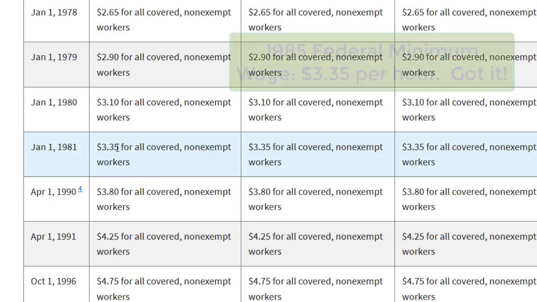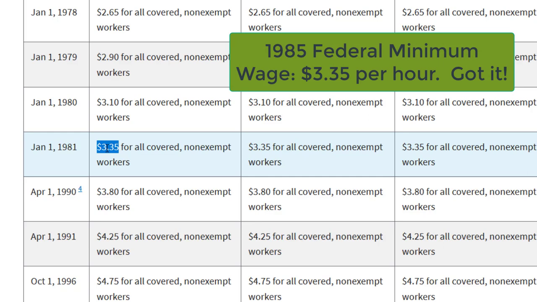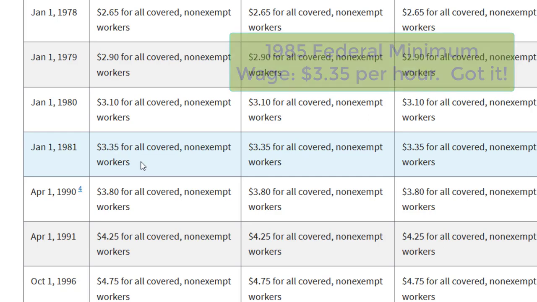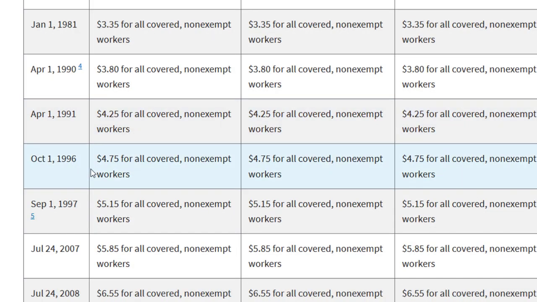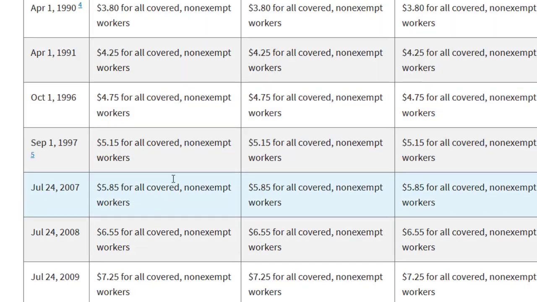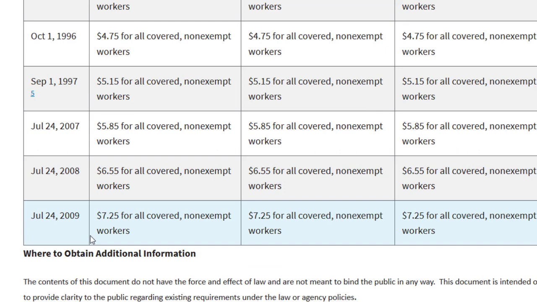We need to know this one. $3.35 is what minimum wage was in 1985. Okay, good. Put that in the back burner. Let's see what it was in 2015. So let's keep moving forward. Okay, so I think it has to be 7. The last time it changed was in 2009, and it's been 7.25 ever since.